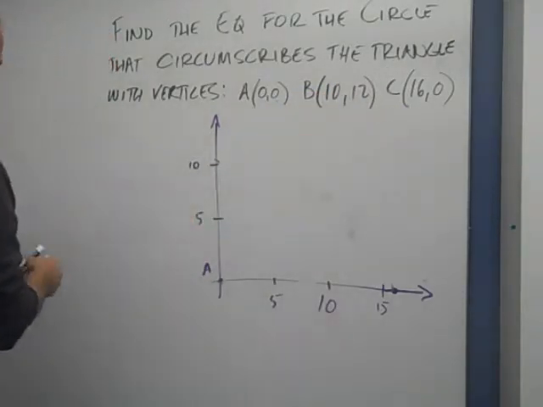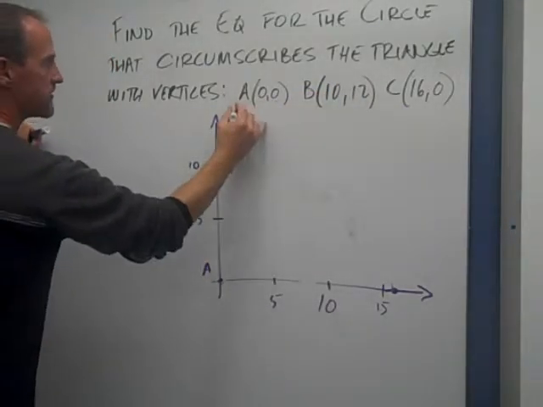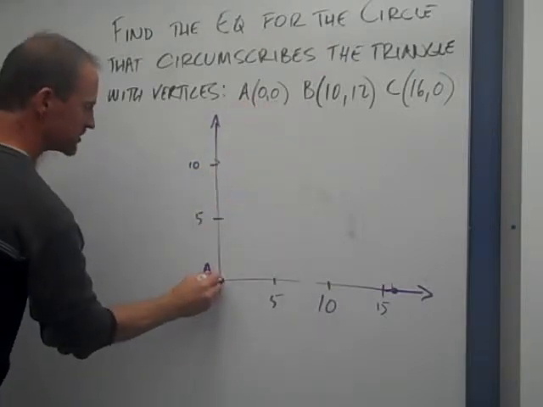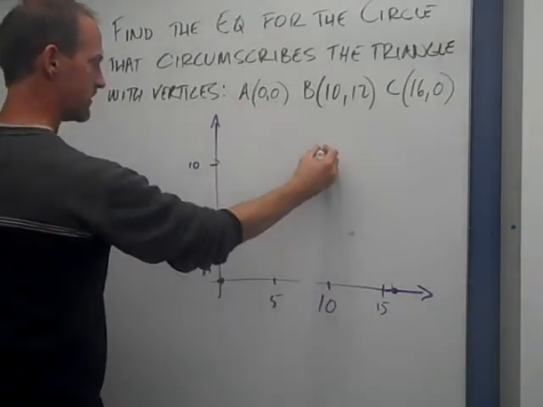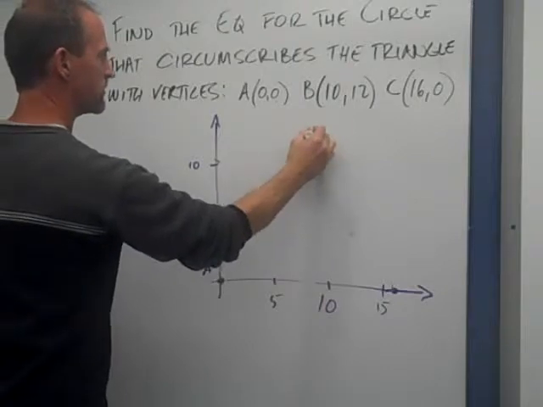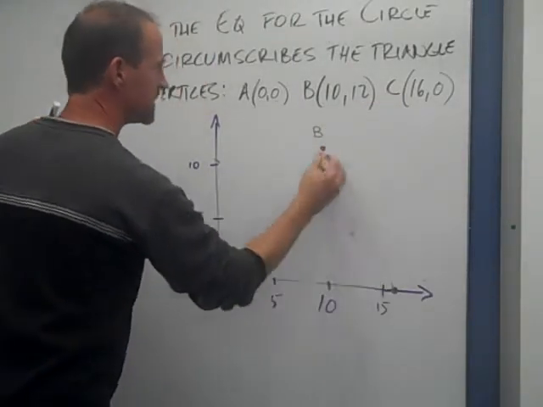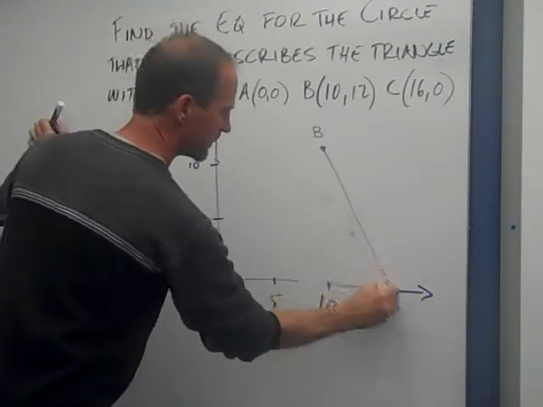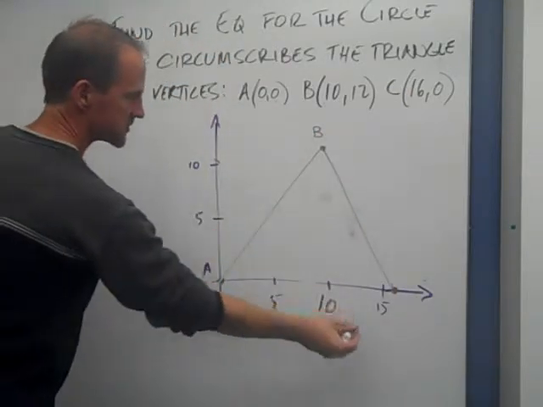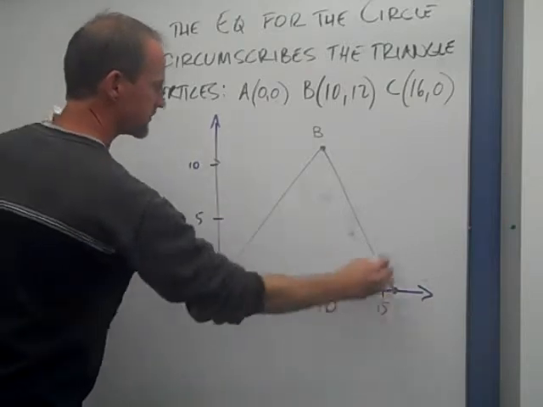Alright, so I'm going to plot those three vertices. We've conveniently chosen one of them to be the origin. Another is over 10, up 12, so about there, that's point B. And then our third is over here at 16, 0. So here's my triangle like this. And I'm looking for the circle that touches all three of those vertices.